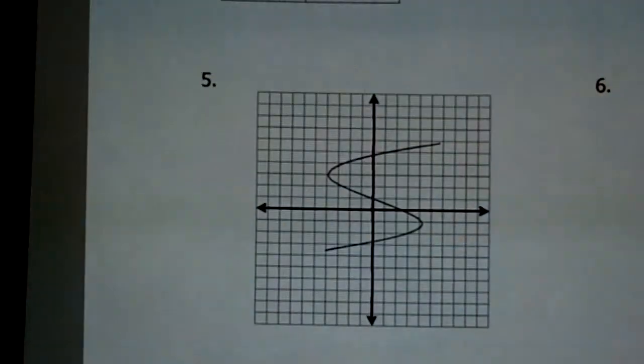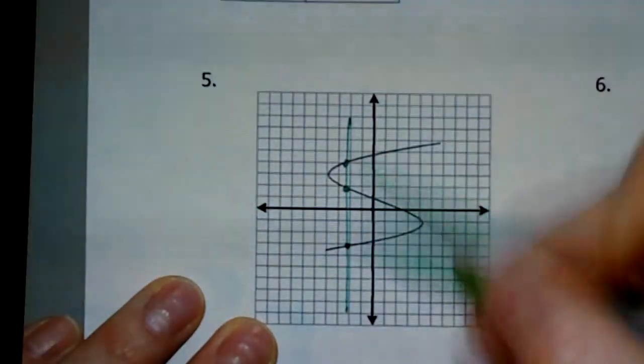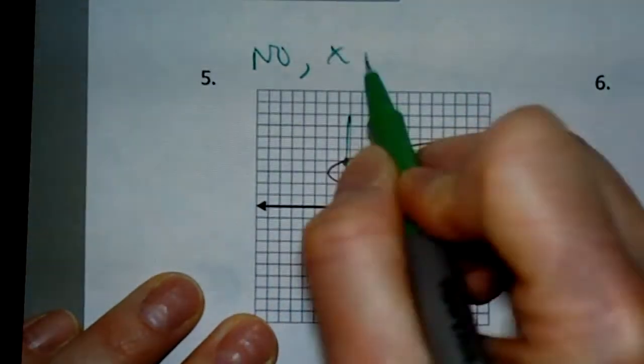And the last one, the most lovely one of all, I think, the vertical line test. Draw a vertical line. Do you see how this vertical line hits the graph 3 times? This means it's a no. It's not a function because x repeats.